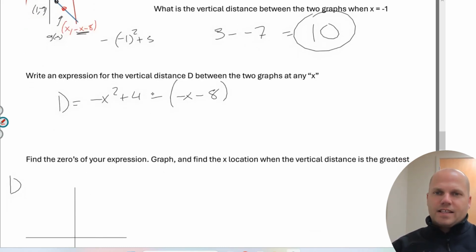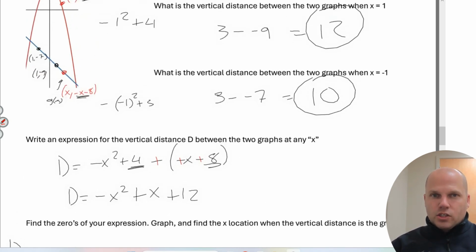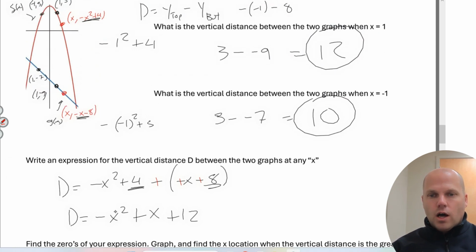Now, when you subtract these negatives, it becomes plus a positive, plus positives. And we realize we get negative x squared plus an x, and then 4 plus 8 is plus 12. Great, I just simplified it. I added the 4 and the 8, and I got that. This could be used. If you plug in 1, you get the distance of 12. If you plug in negative 1, you'll get negative 1 plus 12, which is 10.